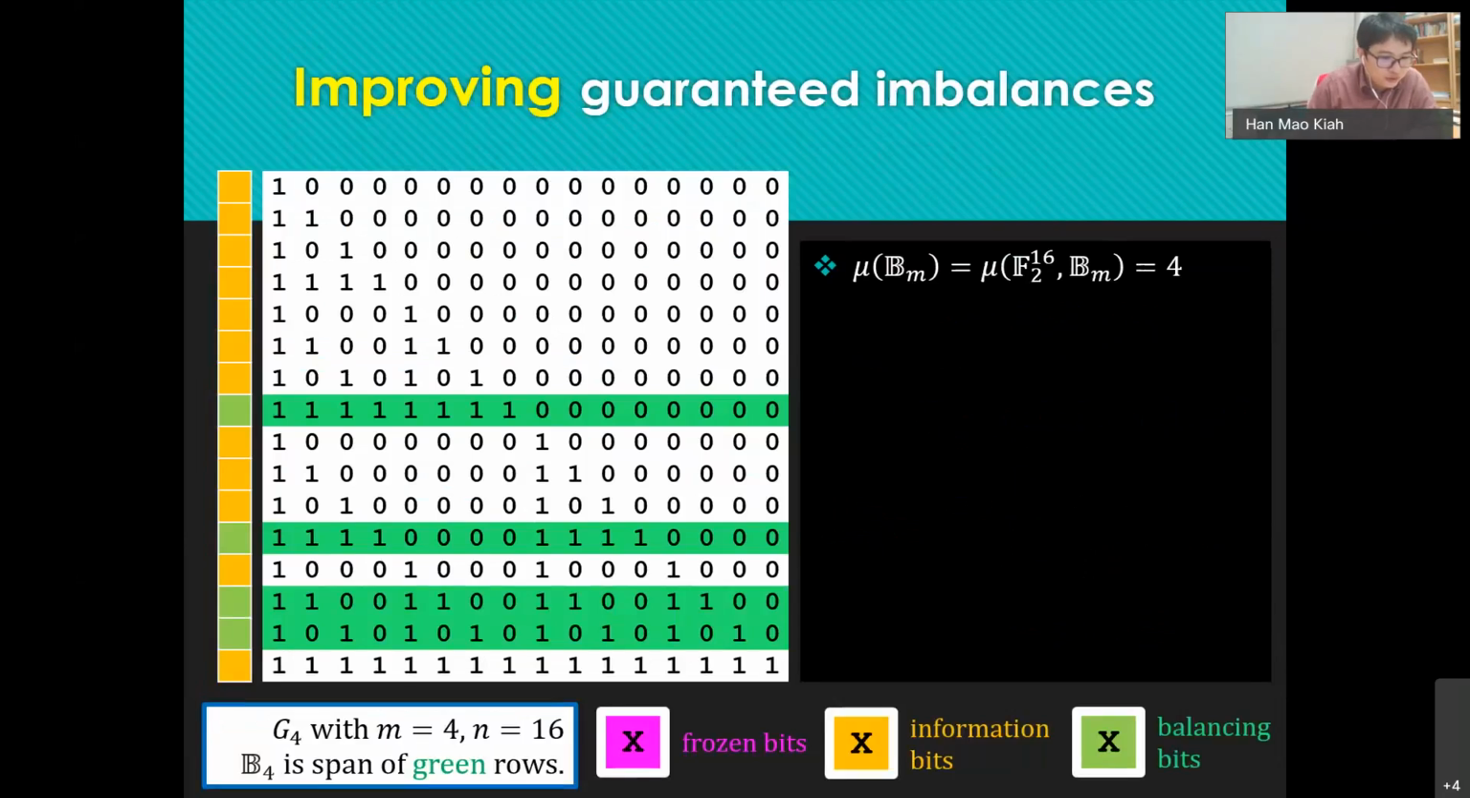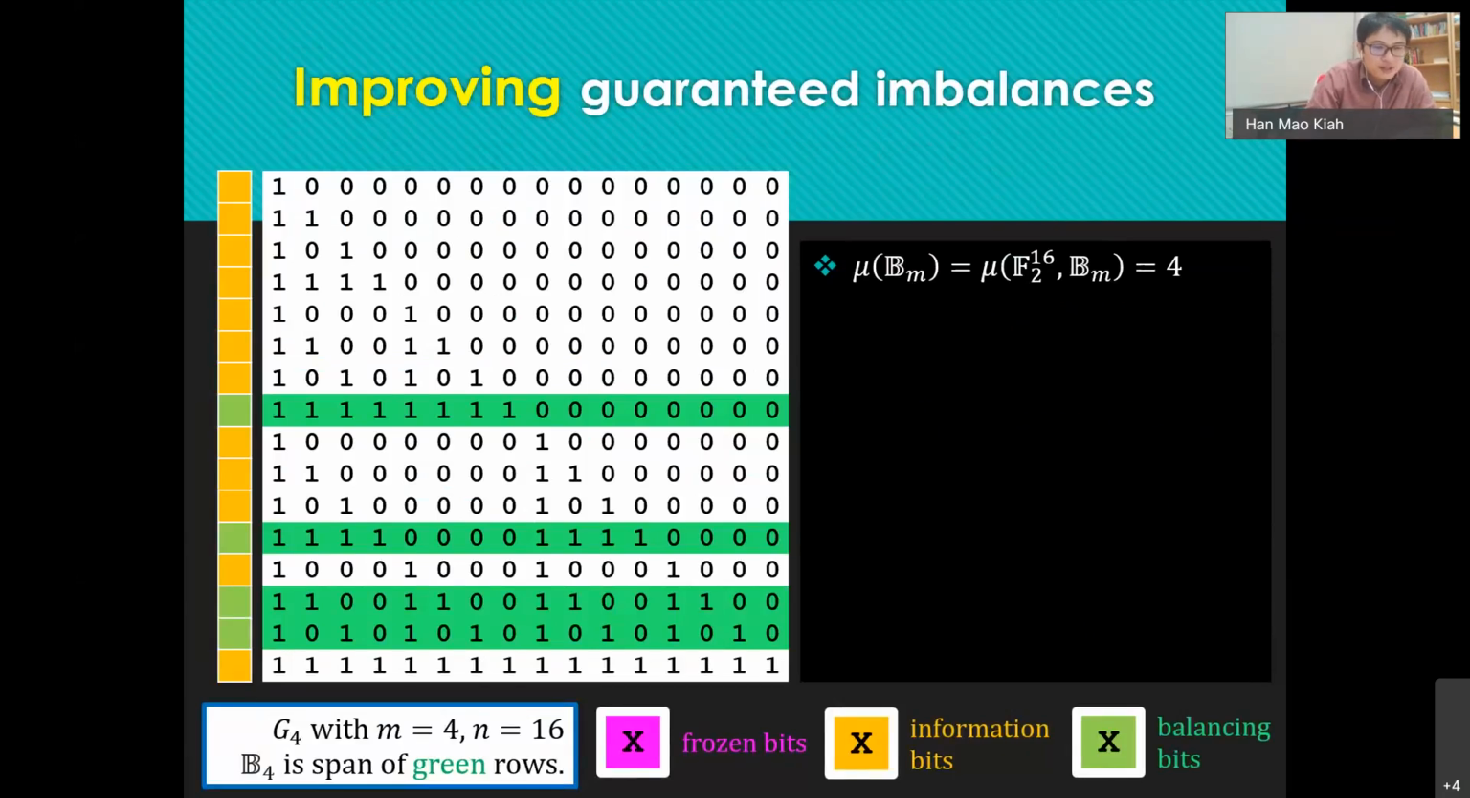What we have shown is that if I give you this matrix here, the GM, and look at these green rows, this set BM, the guaranteed imbalance is at most 4. Also here M is 4, so square root of 16 is 4.